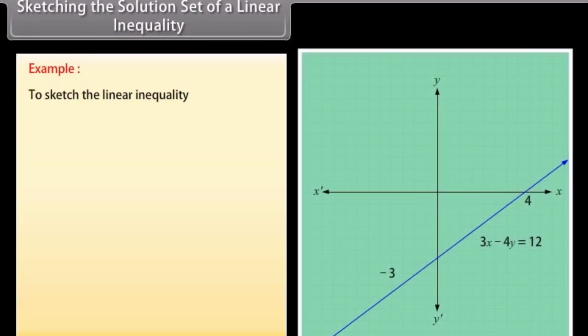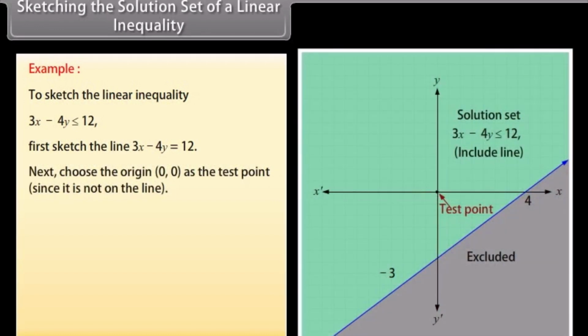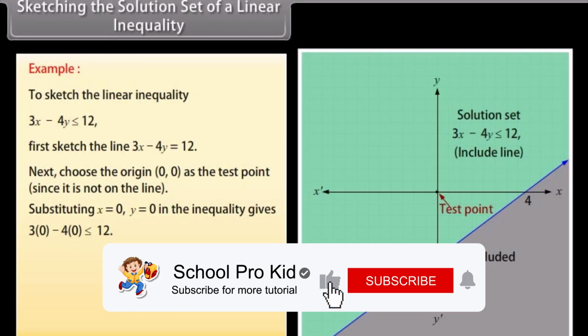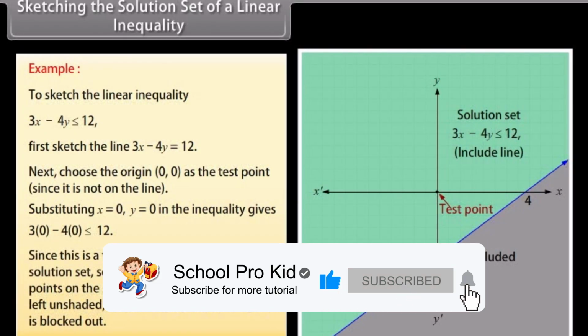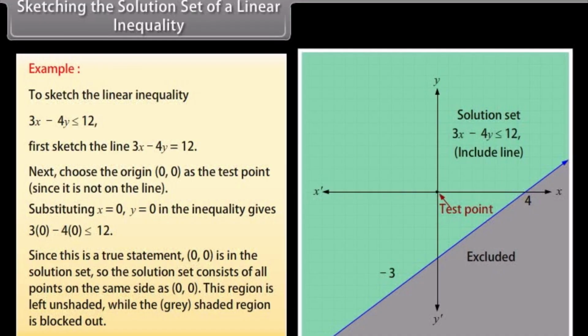Example. To sketch the linear inequality 3x minus 4y is smaller than or equal to 12, first sketch the line 3x minus 4y equals 12. Next, choose the origin 0, 0 as the test point since it is not on the line. Substituting x as 0, y as 0 in the inequality gives 3(0) minus 4(0) is smaller than or equal to 12. Since this is a true statement, 0, 0 is in the solution set, so the solution set consists of all points on the same side as 0, 0. This region is left unshaded, while the grey shaded region is blocked out.